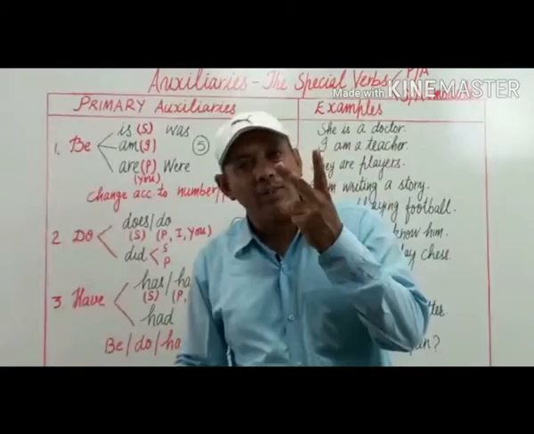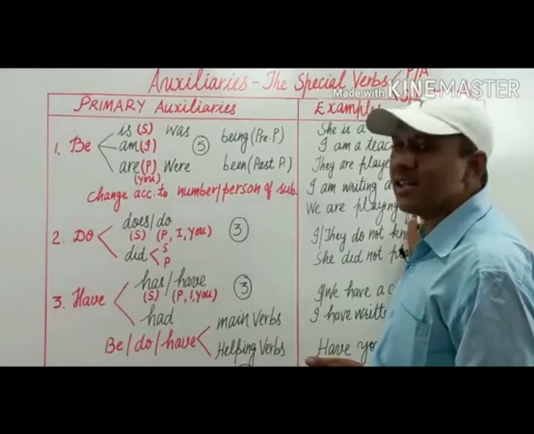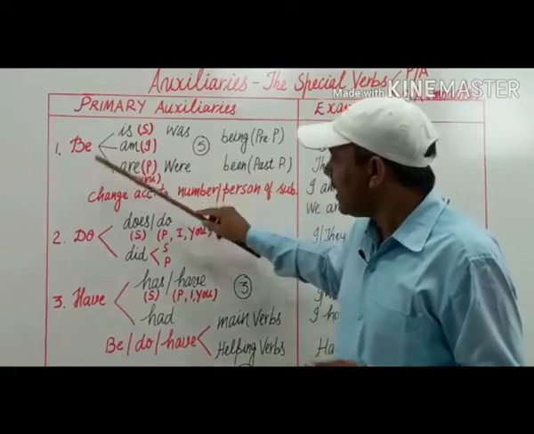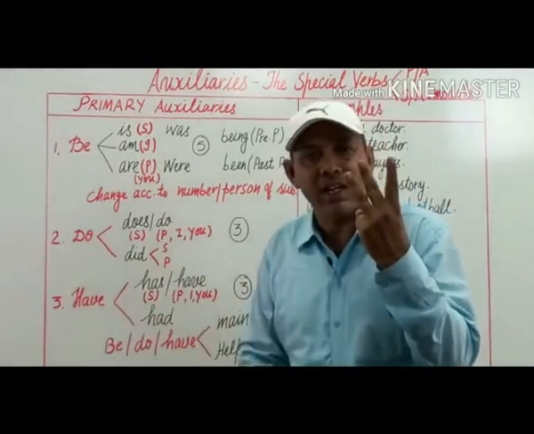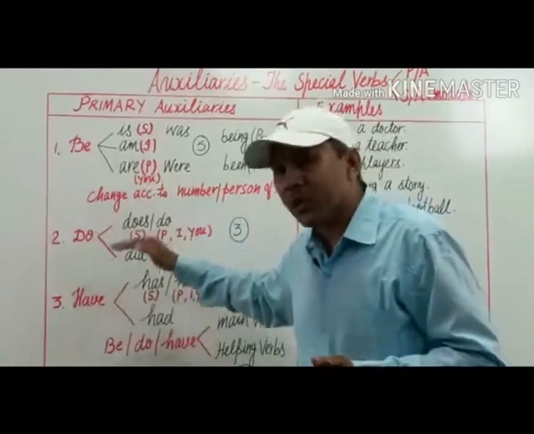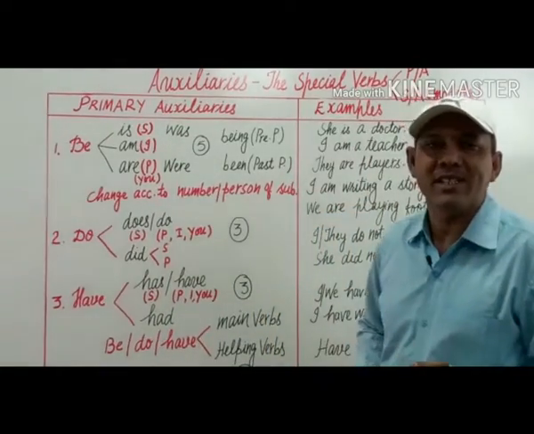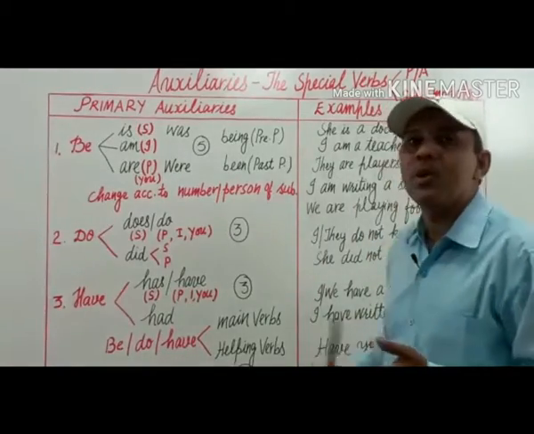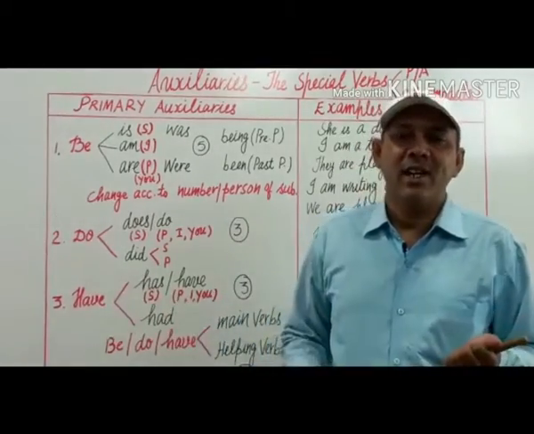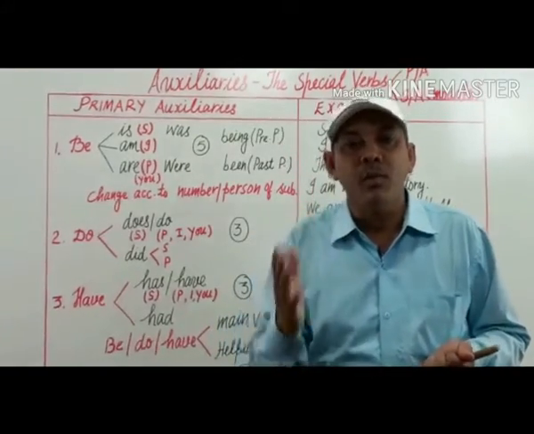Auxiliaries are basically of two types. First is primary auxiliary, and the second is secondary auxiliaries. Primary auxiliaries: be, do, have. These three verbs are known as primary auxiliaries because they are used primarily. And the next is secondary auxiliaries. Secondary auxiliary means modals, modal verbs or modal auxiliaries. It is known by three names: modal auxiliaries, modal verbs और modals.